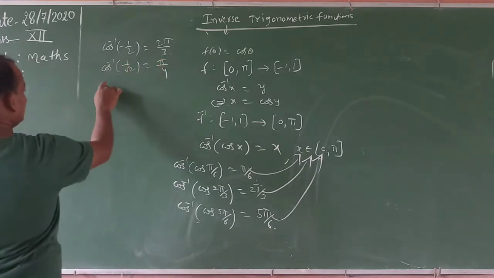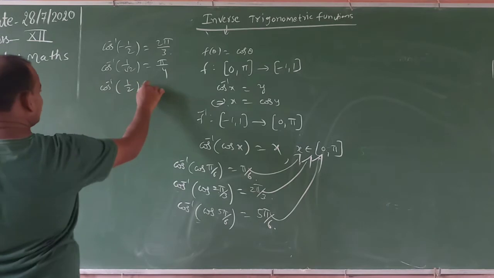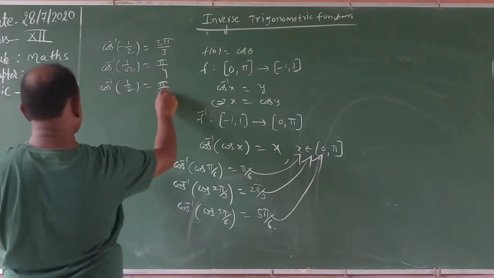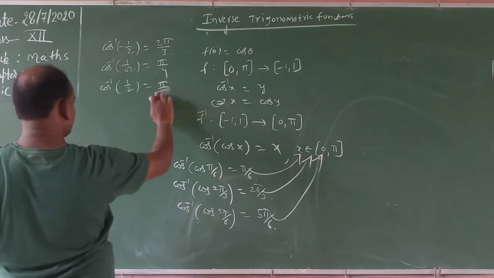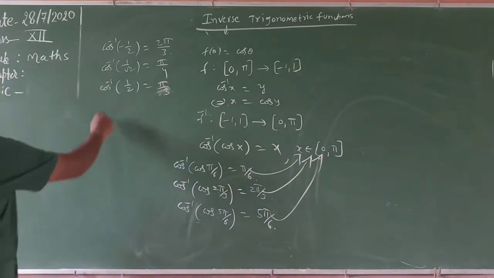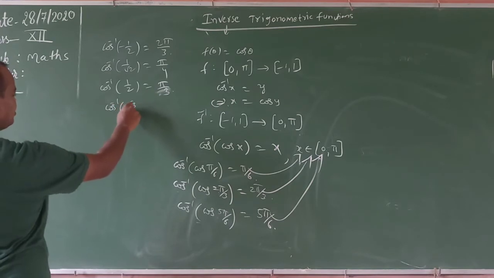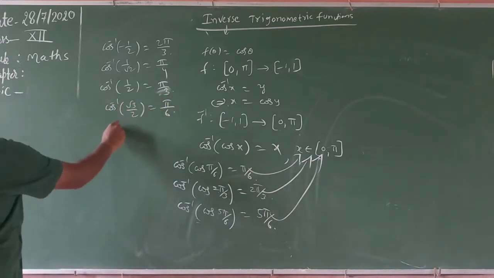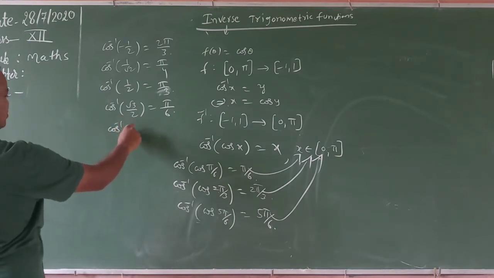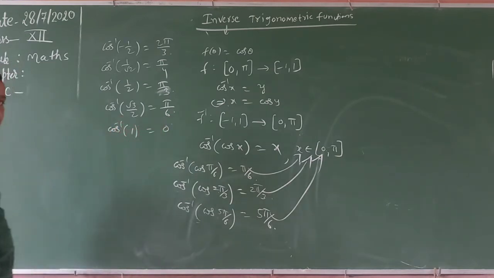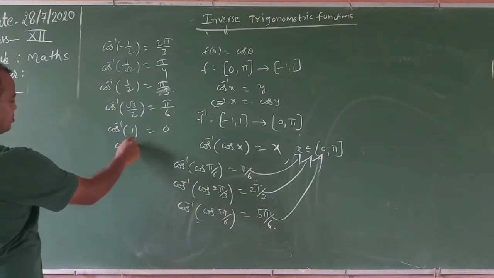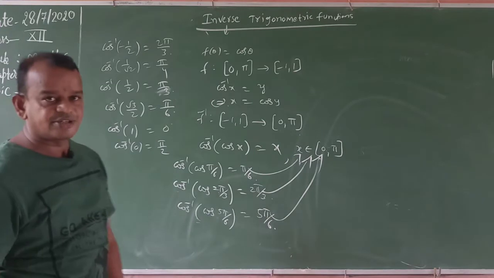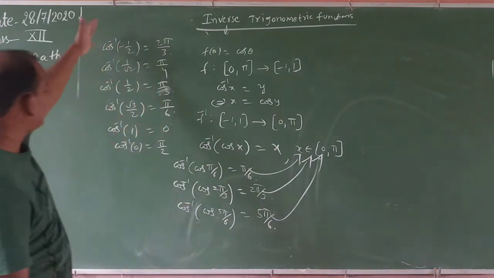Now cos inverse of 1 by root 2 is equal to pi by 4. You know very well, cos inverse of 1 by 2 is equal to pi by 3, that is 60 degrees. Cos 60 is 1 by 2. Next, cos inverse of root 3 by 2 is equal to 30 degrees, that is pi by 6. Cos inverse of 1 is equal to 0. Cos inverse of 0 is equal to pi by 2. Cos 90 is 0, so cos inverse of 0 is 90. You remember these values.